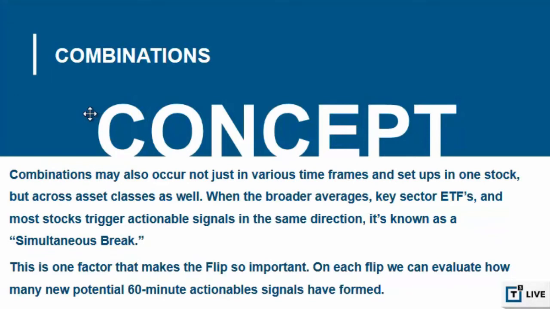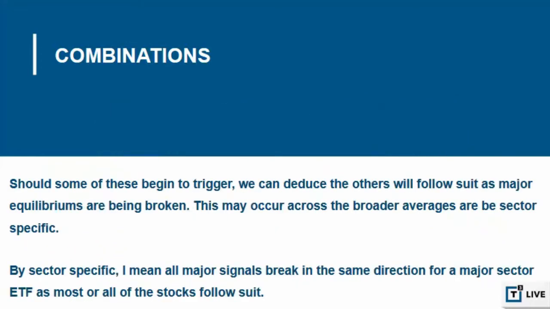Oftentimes, we'll see a simultaneous break across the broader averages, where we'll have the S&P, the Dow Jones Diamonds, the small cap IWM, maybe QQQ, all go inside 60. All right? All go inside 60 at the same time. So once a few of them start to break, we can expect the rest to follow suit. Everything is simultaneously breaking in the same direction. All right? Once one can trigger, we can do so. Others will follow, right?